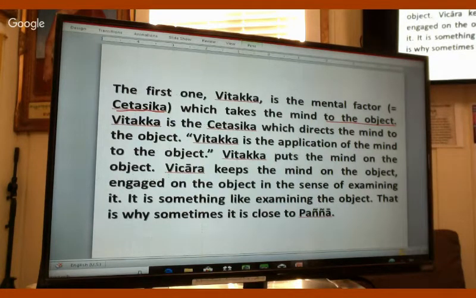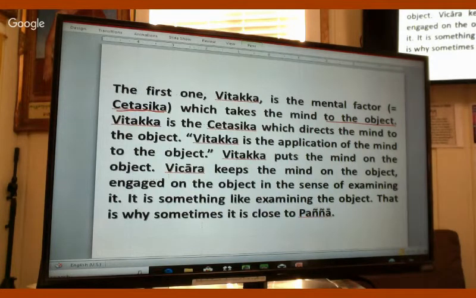But in the 44 kinds of sense sphere consciousness, we don't call it jhana. However, if you practice insight meditation with the 44 kinds of consciousness, at that time Vitakka is stronger than in the normal sense sphere consciousness.